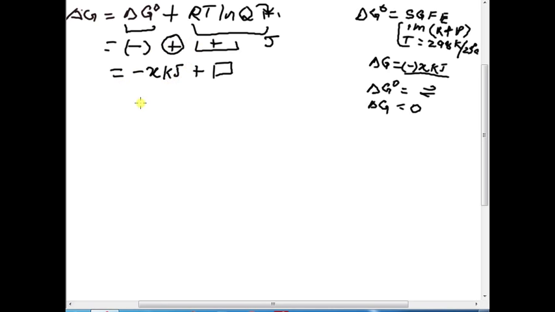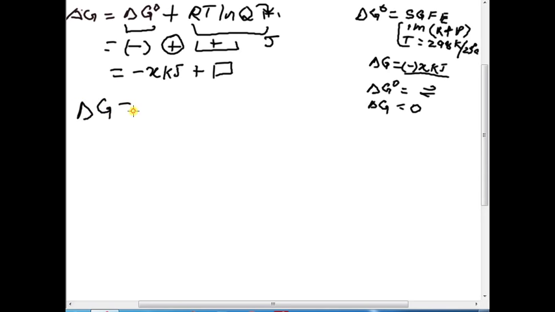Okay, so now let's check it out. Suppose the reaction is taking place at the standard condition, then in that case del G has to be equal to del G naught, right? And let's check it out.